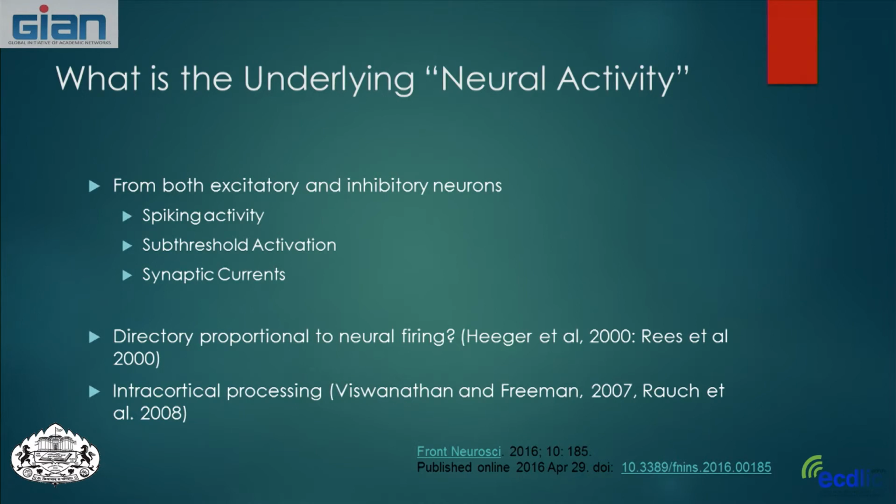And so they think this underlying neural activity could be from spiking activity, subthreshold activation, synaptic currents. So the question here is the neural firing directly proportional to the changes in blood flow? That's something that people aren't exactly sure, and they're still trying to understand. So does our bold signal increase proportionally to the neural activity, or is it some kind of a nonlinear event that's occurring? And we're still not 100% sure about those things. The take-home message is, again, this is an indirect measure of neural activity.